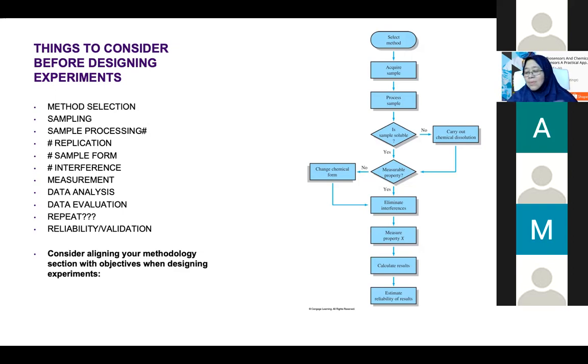Don't just directly use the data. Okay, right. The words: reliability and validation. So I'm giving you an example. Everyone knows this because it is something happening right now: the usage of rapid test kits, COVID-19 rapid test kits. So how reliable is the test?